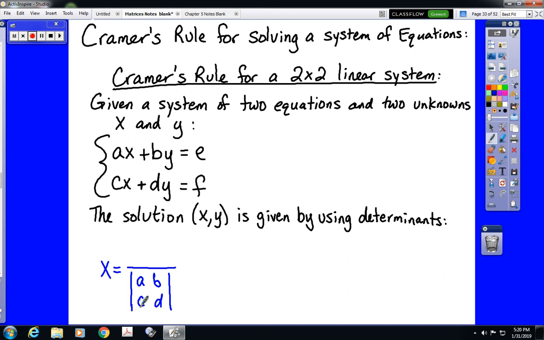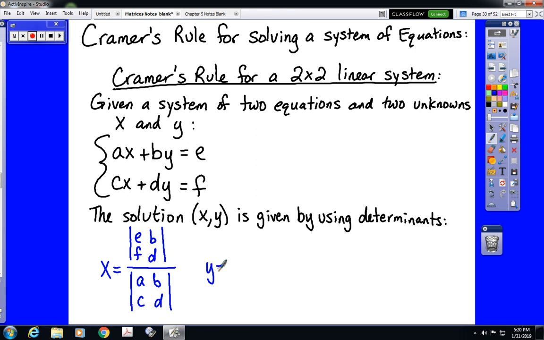So essentially we have an x column that's the coefficients off of x, and a y column that's the coefficients off of y. We would then do that 2 by 2 determinant. Up on top, for x, what happens is the x column of this same matrix, so A and C, gets removed and replaced with the answer column. So E and F becomes the first column, B and D remains the second column. If we do these two determinants and then divide the results, we get the value of x.